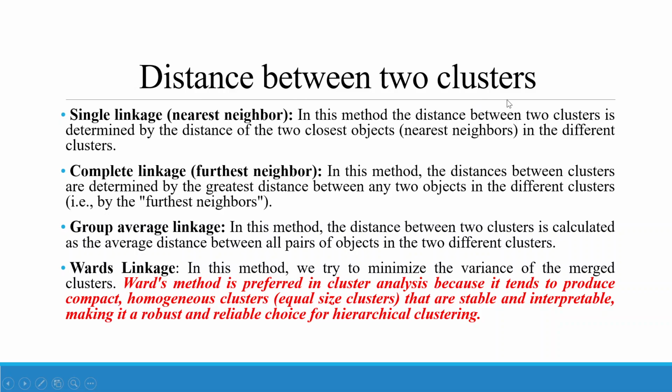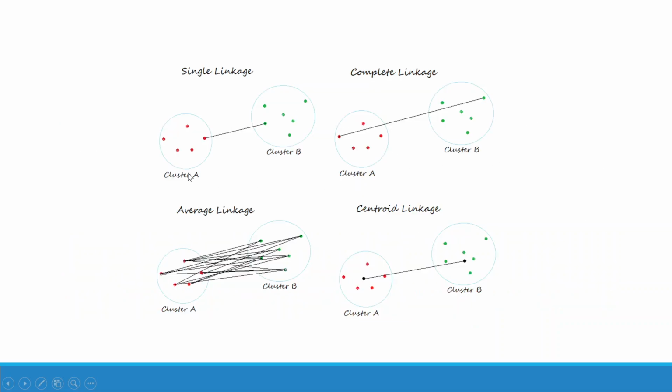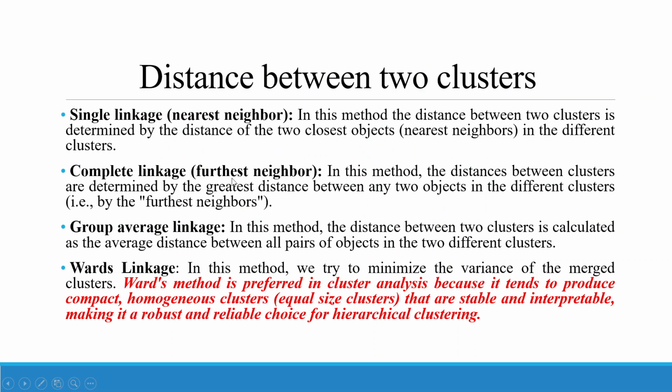Distance between the two clusters. Some methods. Single linkage, the nearest neighbor. In this method, the distance between two clusters is determined by the distance of the two closest objects, nearest neighbors, in the different clusters. Single linkage. These two clusters are there. We will find the distance between the nearest neighbors. Complete linkage.